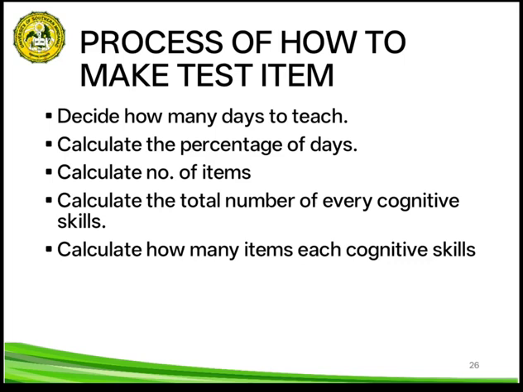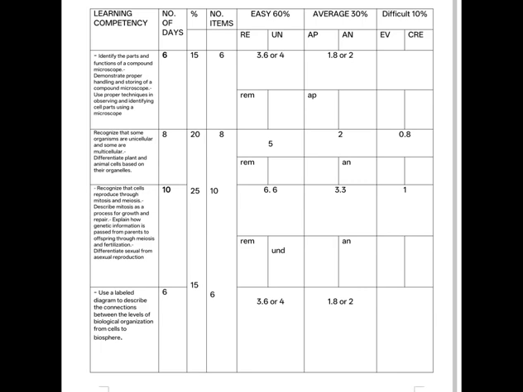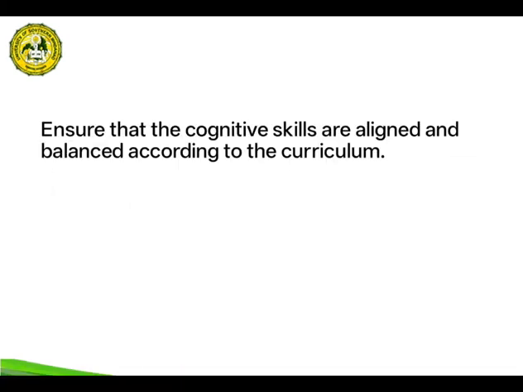Next is calculate how many items each cognitive skills. Ito yung process ng pag-solve kanina, which is si 6, ito times mo siya kay 60%, 30%, 10%. Ito na yung kinalabasan niya. Kung nagtataka kayo bakit may or, kasi pwede ninyong dagdagan or bawasan yung items, pwede ninyong ilipat sa iba, as long as mabalance ninyo siya ng 24 items for easy, 12 items for average, and 4 items for difficult. Ensure that the cognitive skills are aligned and balanced according to the curriculum.